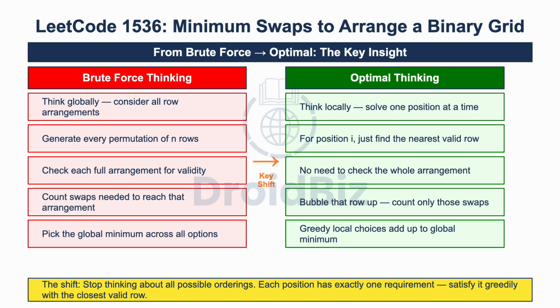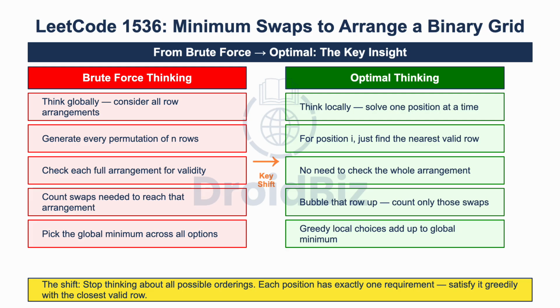The key shift is this: we stop treating the grid as one global puzzle to solve all at once. Instead, we recognize that each position has exactly one independent requirement. And for each requirement, the locally greedy choice, take the closest valid row, also happens to be globally optimal. Why? Because taking a closer row uses fewer swaps. And since later positions can only benefit from having fewer rows above them moved around, there is never a reason to reach past a closer valid row.